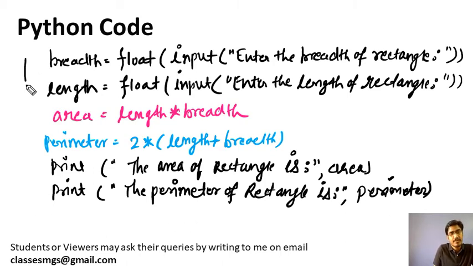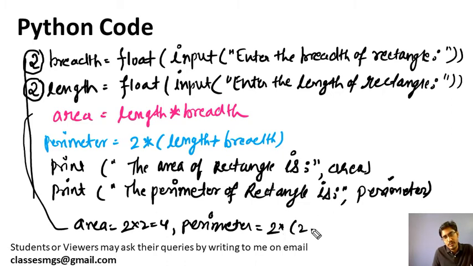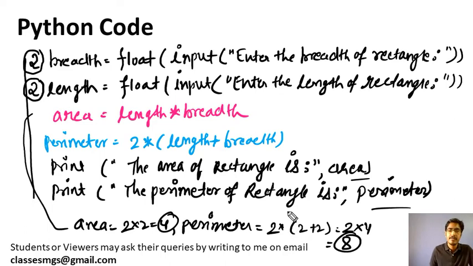Now we will test it with an input. Let's suppose I have given the input 2 for breadth and 2 for length. Then what will be the area? Area will be 2 into 2, that is 4. And what will be the perimeter? Perimeter would be 2 into 2 plus 2, that is 2 into 4, that is 8. So it will print 4 and 8 as output. Okay, we will see this in the Python editor. Let me move ahead.